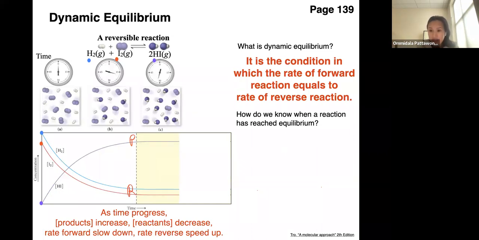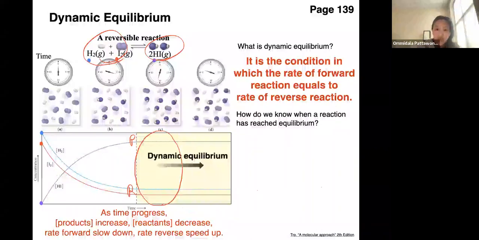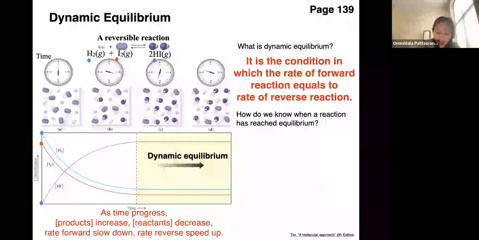Because this reaction is reversible, some of the product can also reverse back to the reactant. So once some of the product reverses back to the reactant, the rate of the reverse equals the rate of the forward. You are going to observe that the concentration of the reactant and the product will remain constant. Whenever the concentrations of the product and reactant remain constant, this is when we call it dynamic equilibrium. At this point right here, where the concentration remains constant, this is what we call dynamic equilibrium. This is when the rate of the forward equals the rate of the reverse.